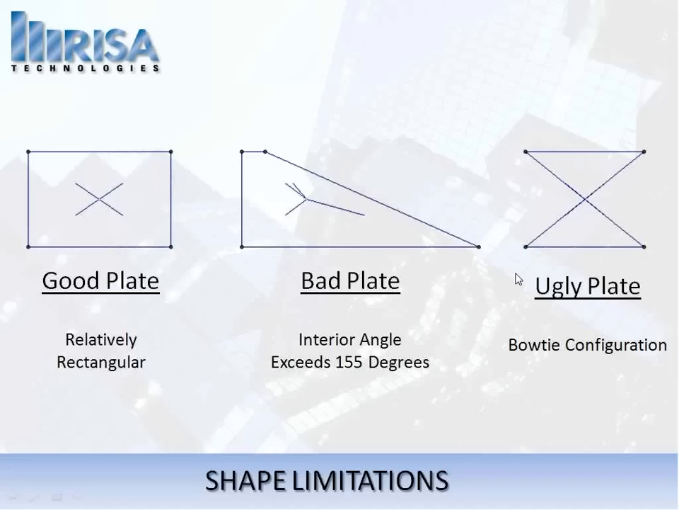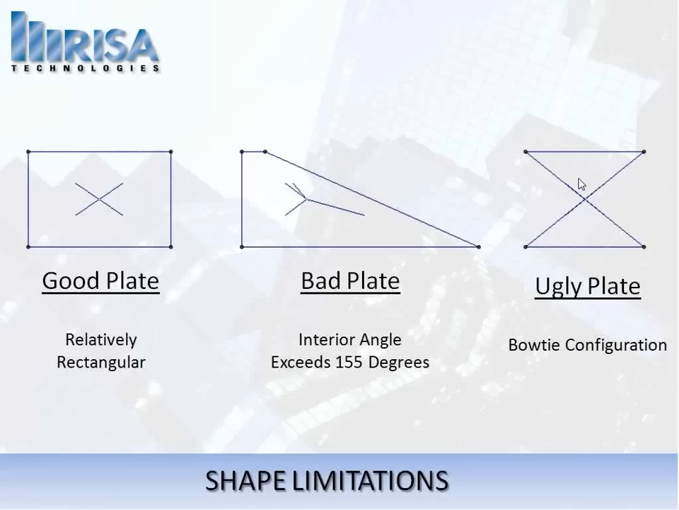And then the last plate, of course, is the ugly plate. This one here has a bow tie configuration. If I draw a plate by clicking on these 4 nodes right here, it's going to create a plate shaped like this within the program. Now, there's nothing in the physical world that can really represent this, but mathematically a plate like that can exist. Of course, mathematically that plate can also wreak havoc on the solver within the program.